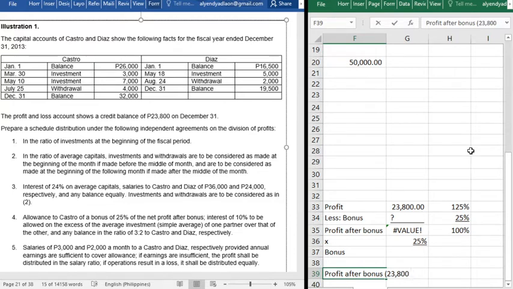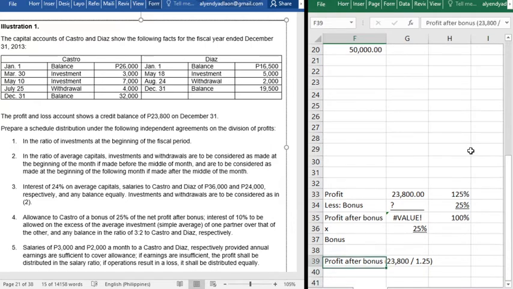23,800 divided by 1.25 in order for you to get the profit after bonus. So how are we gonna get this? 23,800 divided by 125%, so that is 19,040. Okay, in short, class, this is our formula in short.